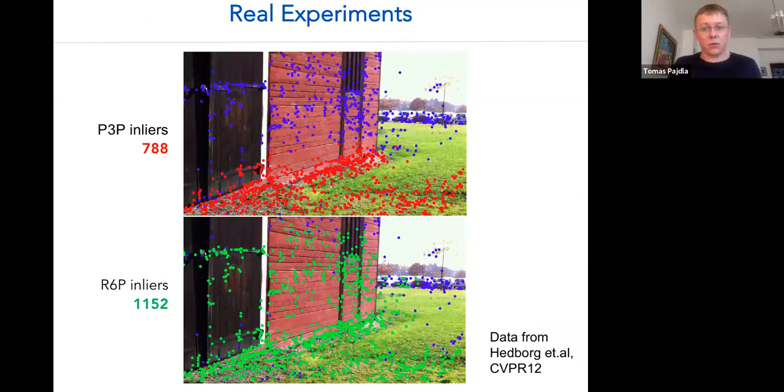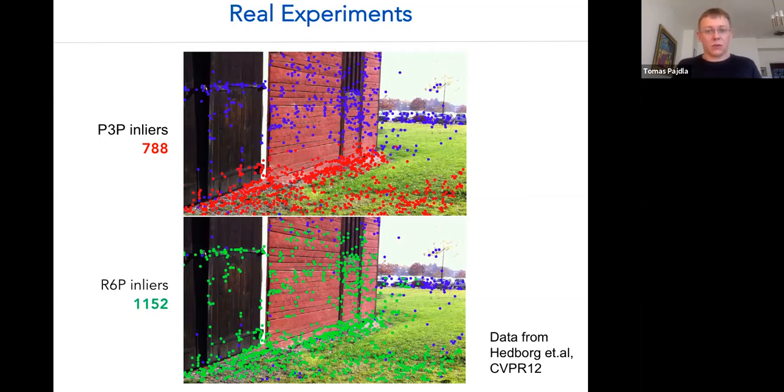Now I will show a few experiments. Here we will see some real data, which is standard data that can be used to benchmark the systems. The top image shows what happens if we compute the pose of the camera neglecting the rolling shutter, just with the P3P solver. These images show points in two colors. These are 3D points matched to image points. The blue points are those which enter the process, and in red we mark those which support the model computed by P3P. In the bottom one we mark in green those which fit and support the rolling shutter model, computed with the R6P solver.